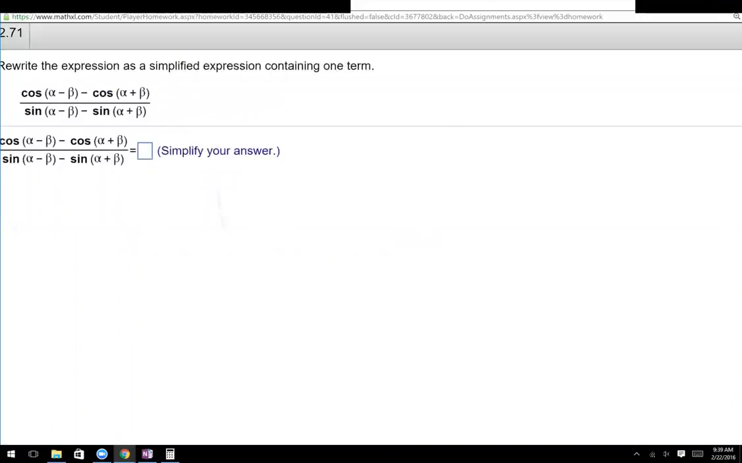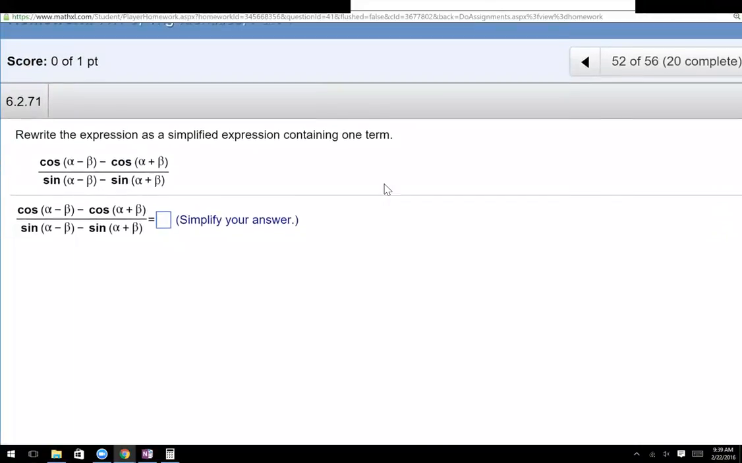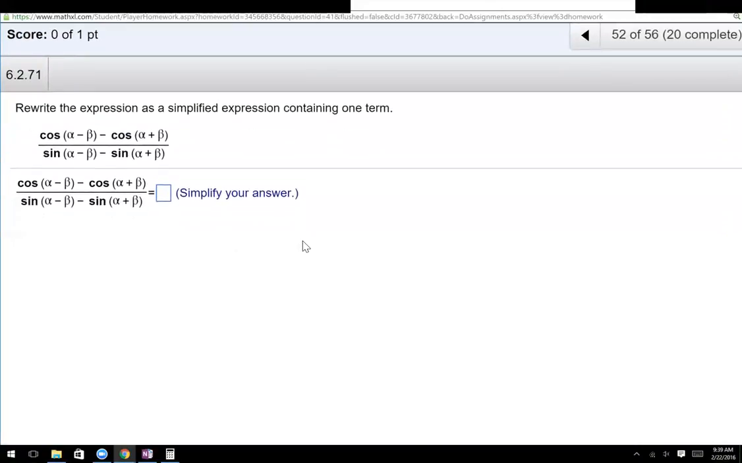Rewrite the expression as something containing one term. Okay, so we're just going to write them out. Would you change it all to sine? Okay. First thing we're going to do is just expand all of them out. There's going to be a ton of stuff, but then all of it's going to cancel. So it's awesome.